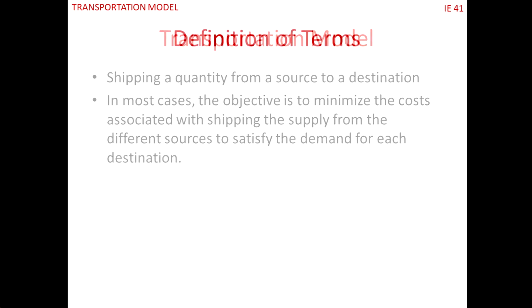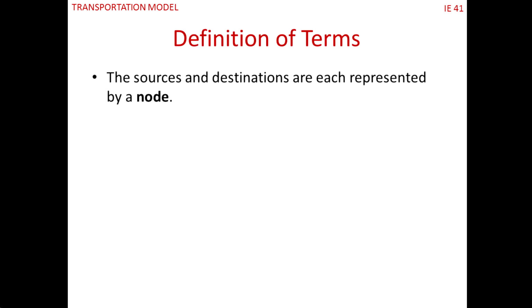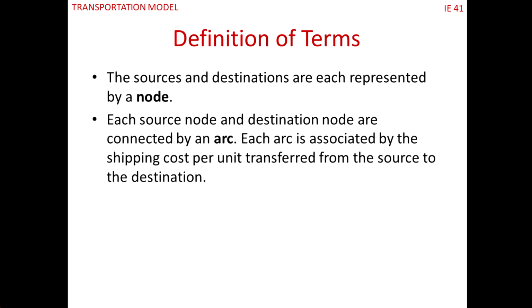We define the following terms. The sources and destinations are each represented by a node. Each source node and destination node are connected by an arc. Each arc is associated with the shipping cost per unit transferred from the source to the destination.